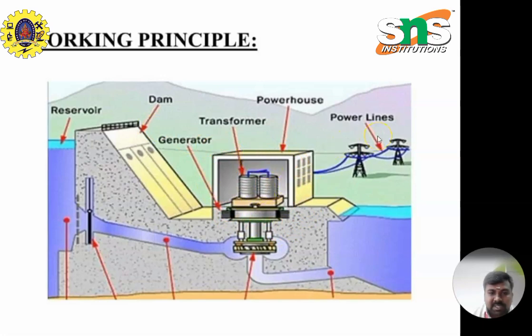This is the transmission line. These are called the control gates. This is called the penstock. The penstock connects the dam to the turbine. It's a pipeline. It connects and allows the water to flow from the dam to the turbine.